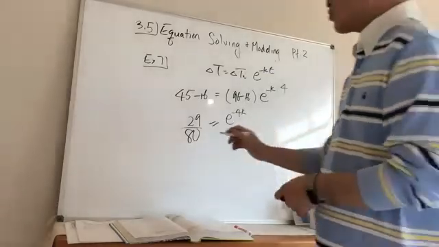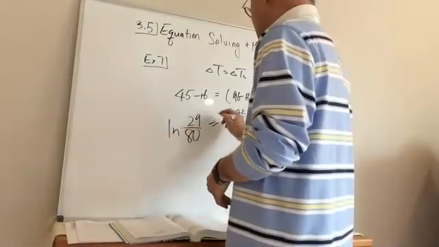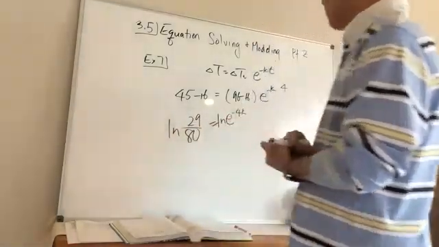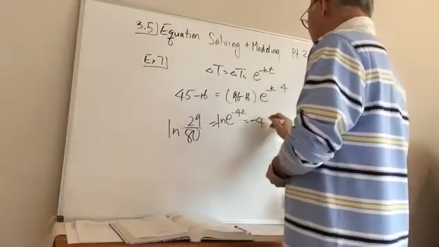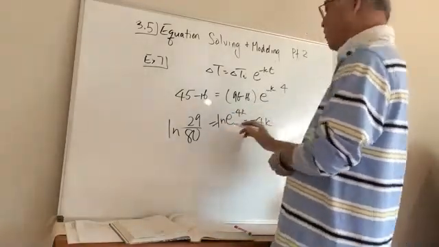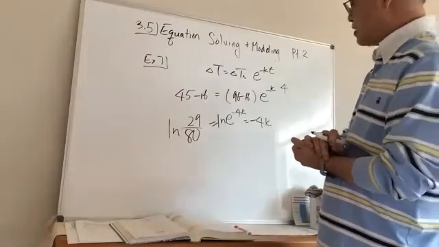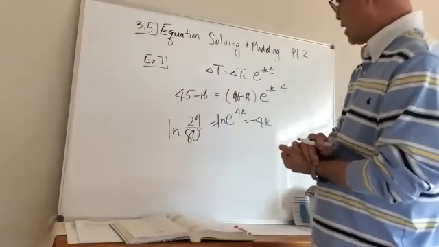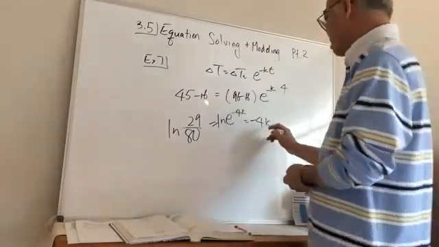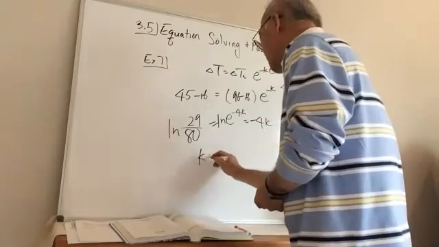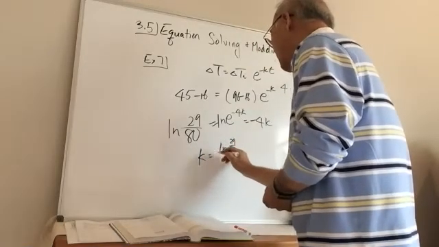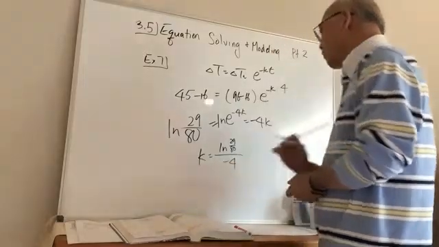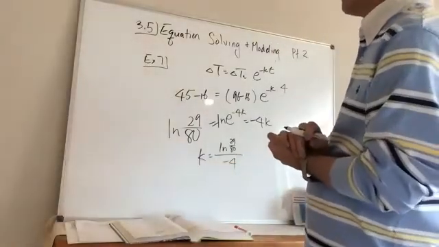Now I'm going to take the natural log of both sides. If I do that, the negative 4k comes up. Negative 4k, natural log of e. Natural log of e is 1. So k is going to be equal to the natural log of 2980 divided by negative 4, and that'll give me what k is.